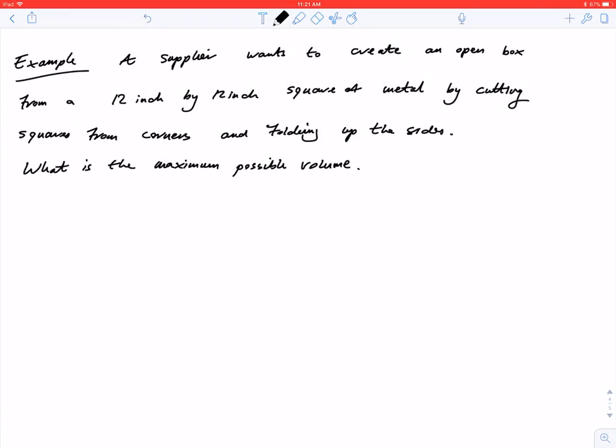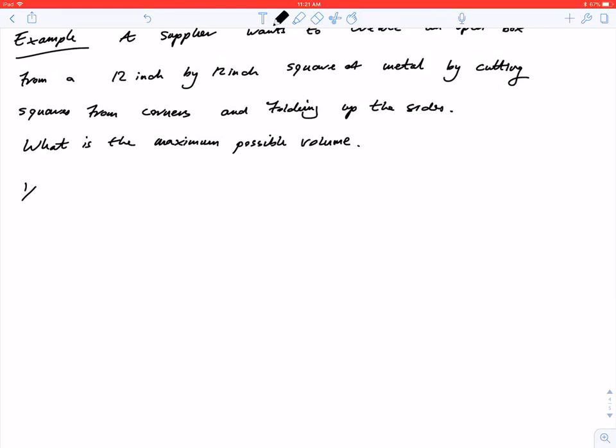This is a great question because it highlights a few issues with this whole procedure. First of all, what are we trying to do? What's the objective? The objective is to maximize a volume. That's it, right? Next, I need to draw a picture.